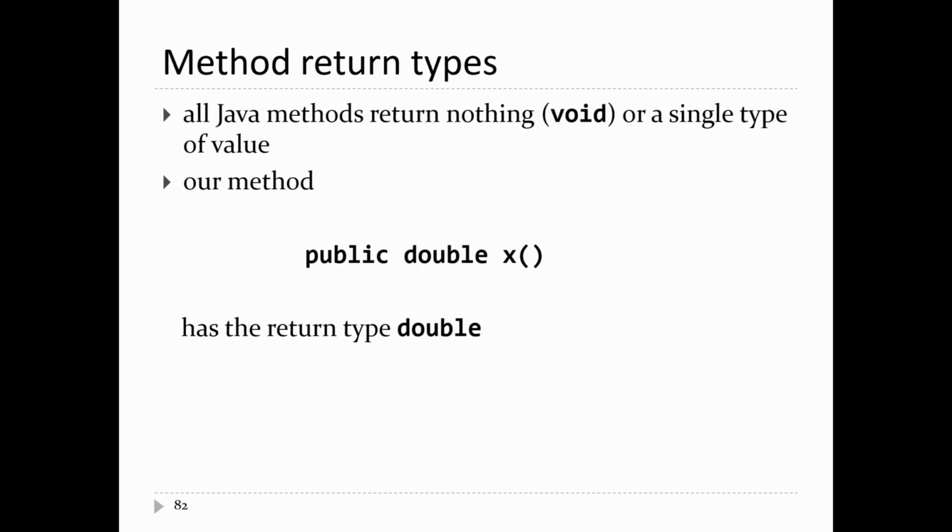I'm looking for an example that returns void. So the main method of a class, public static void main, has no return type, no return value. Right? So you'd use void here if the method returns no value.